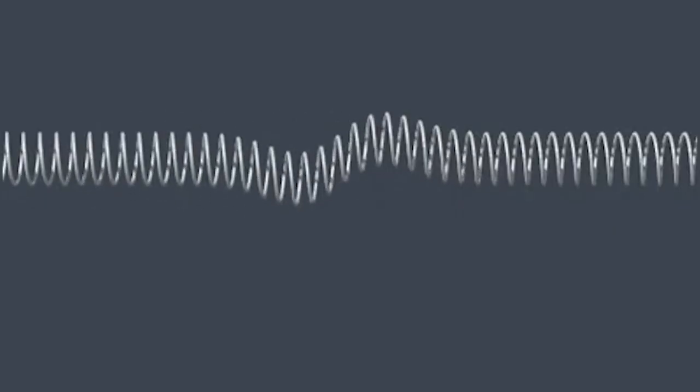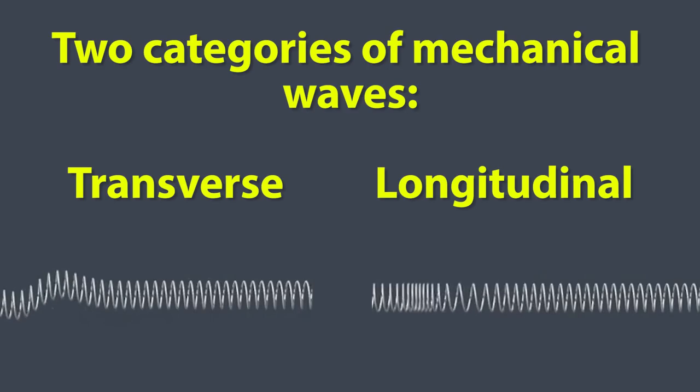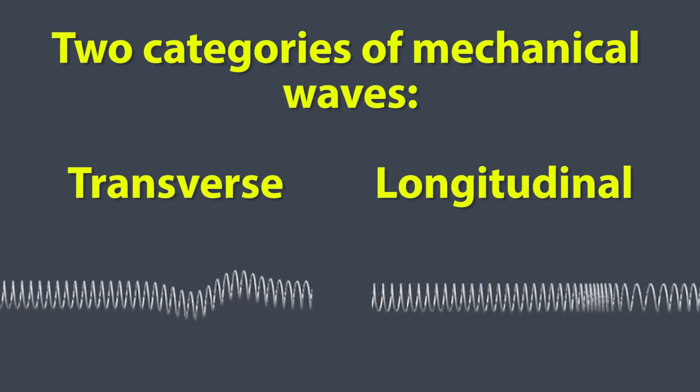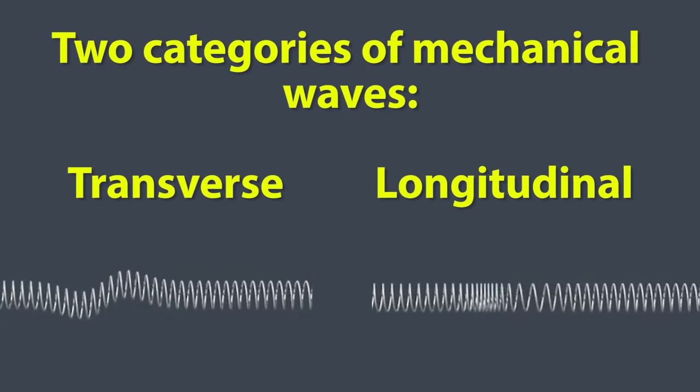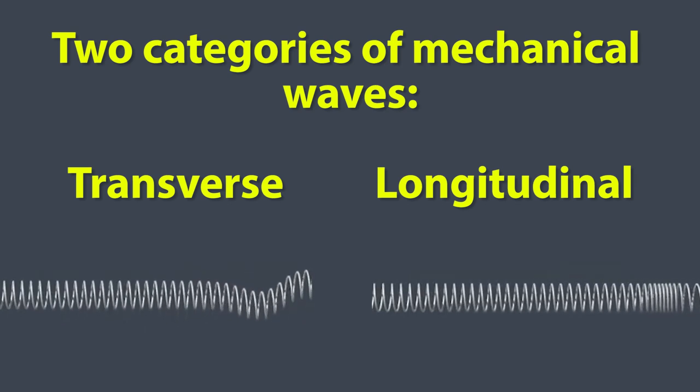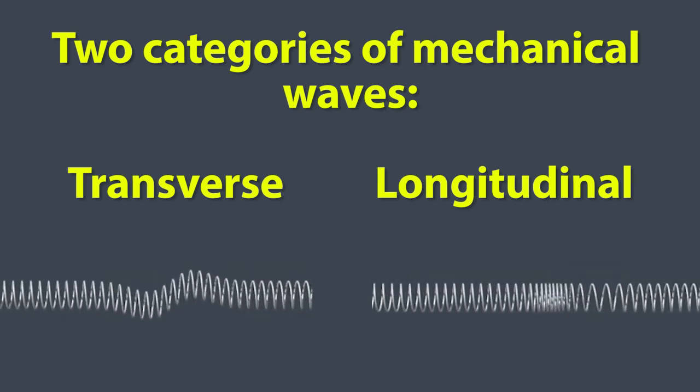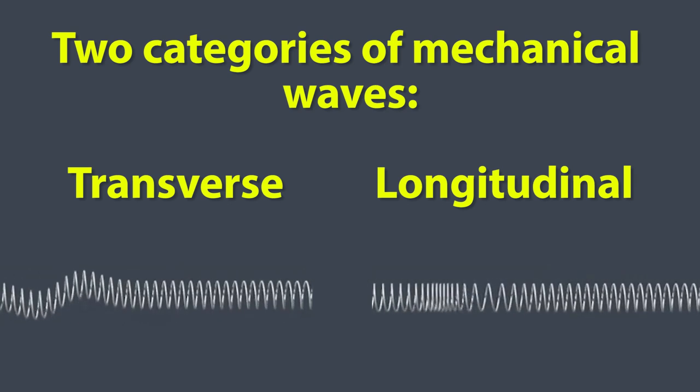We've looked at sound waves, we've looked at water waves, now we're going to go take a look at some waves on a spring. On this spring we can see the coils move up and down as the wave goes, but on this spring the coils move side to side as the wave moves down the spring. This means there's two categories of waves. The transverse wave, where the particle movement is perpendicular to the direction of propagation, and propagation is just a fancy word for wave movement, and a longitudinal wave.